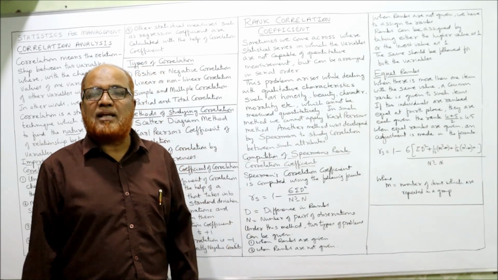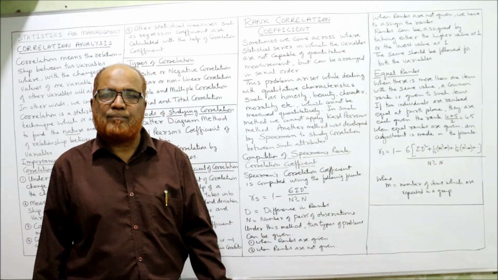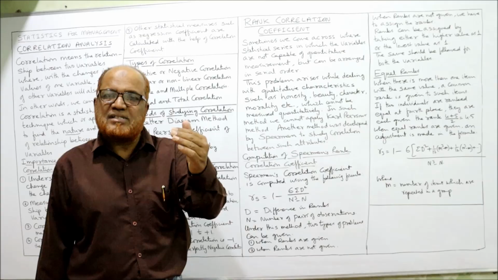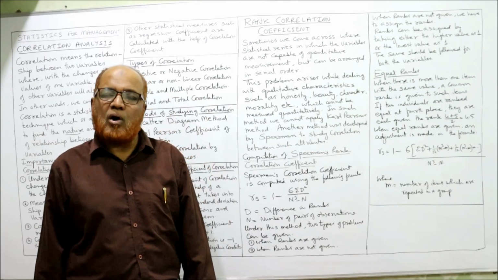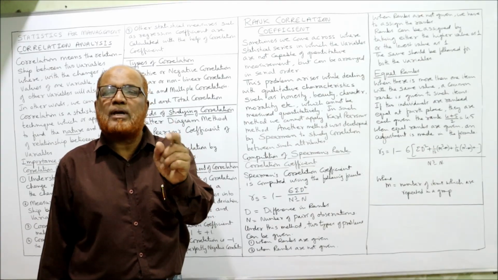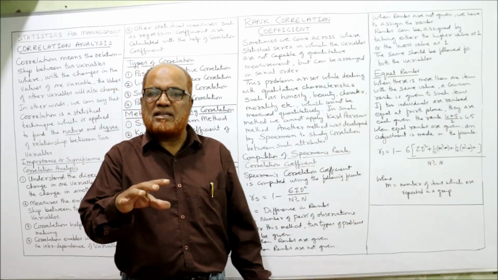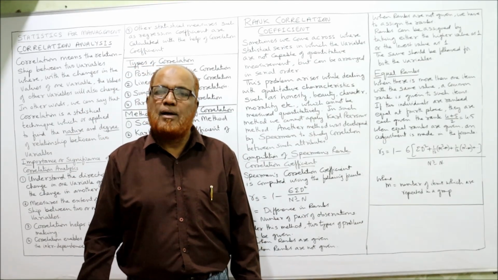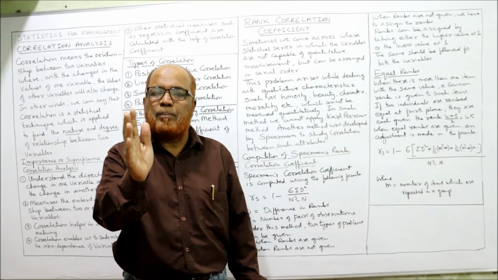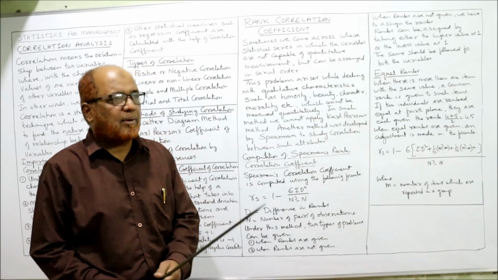So how to assign the rank? Take the highest value as the first rank, then decreasing, we write the remaining ranks. Or the smallest value can be taken as the first rank. Any way you can do. You can select either the highest as first rank or the lowest as first rank. But the same method must be implemented for both the variables. That point you have to remember.